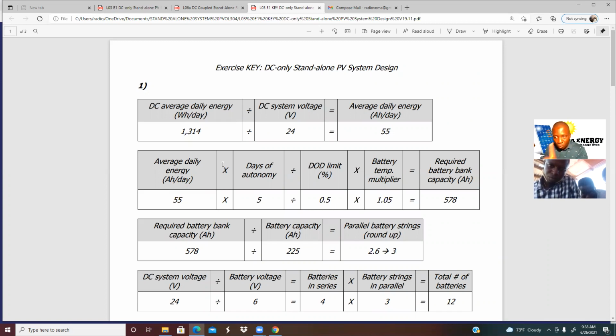Your average daily energy in amps, you have to change this watt-hour to amp-hour because batteries are not all calculated in watt-hours. Only one type of battery is calculated in watt-hours, and that's lithium ion. All other batteries, the flooded lead acid battery, the gel battery, are calculated in amps, not in watts. So you have to convert this watt-hour to amp-hour. To do that conversion, you divide the 1,314, which is your daily watt-hours, by the system volt, the nominal voltage of your system, which is 24 volt. You have an average daily energy of 55 amp-hours. So that's how it is.